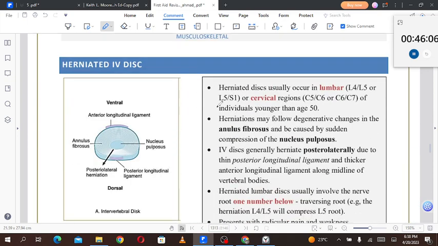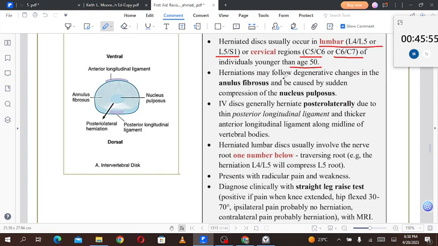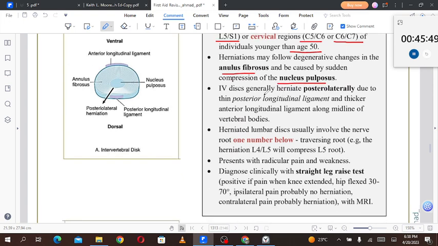The herniated disc usually occurs in the lumbar L4-L5 or L5 to S1, or the cervical C5 to C6 or C6 to C7, in individuals younger than age 50. Herniation may follow degenerative changes in the annulus fibrosus and can be caused by sudden compression of the nucleus pulposus. The IV disc generally herniates posterolaterally due to the thin posterior longitudinal ligament and the thicker anterior longitudinal ligament along the midline of the vertebral bodies.